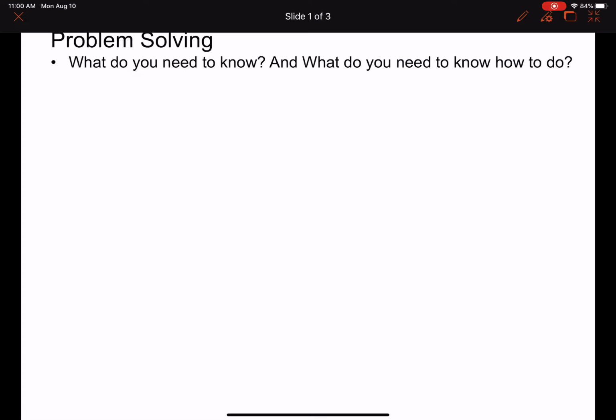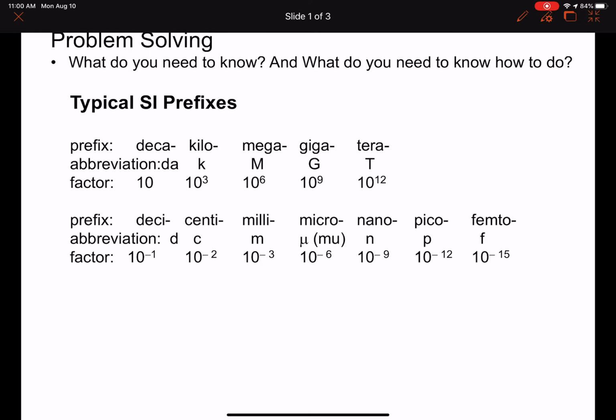We're going to talk a little bit about problem solving and get to know some of the things we need to know and some of what we need to know how to do. So we'll do a practice problem to think about how we go through solving a problem, and we'll talk a little bit about some unit conversions that we need to know.